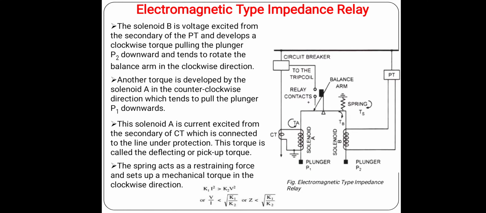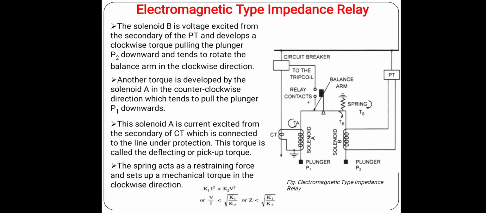Also, due to the voltage drop with the occurrence of the fault, the magnitude of the restraining torque developed by solenoid B decreases. Thus the balance arm rotates in the counterclockwise direction because this torque is greater than this torque. So the balance arm rotates in this direction, and then the strip comes in contact with the relay contacts, and the relay contacts will close during the fault condition in the protected zone.